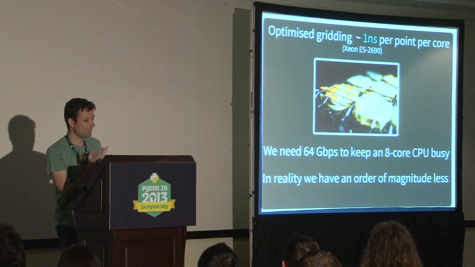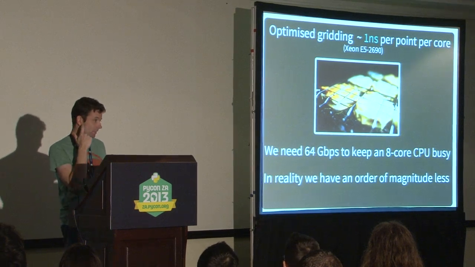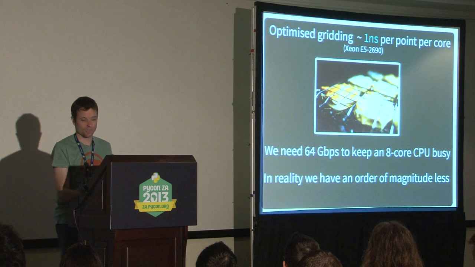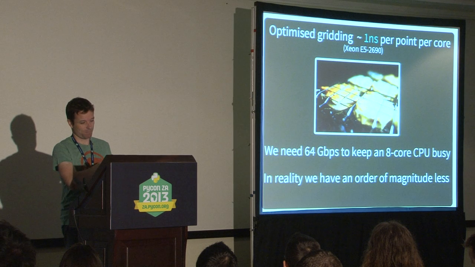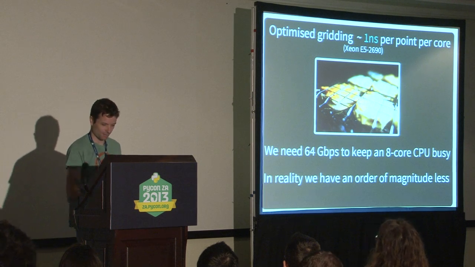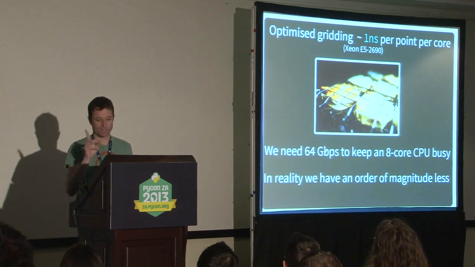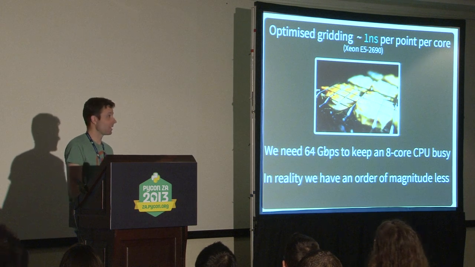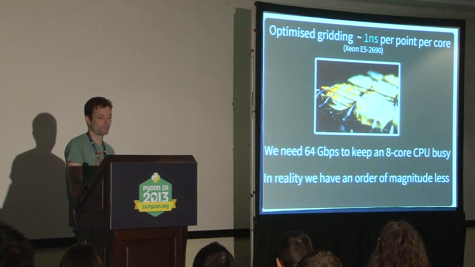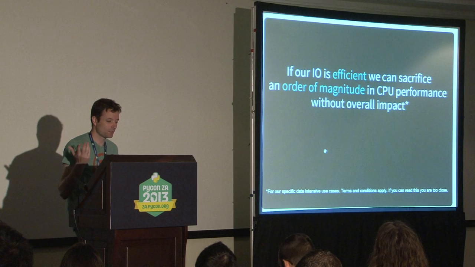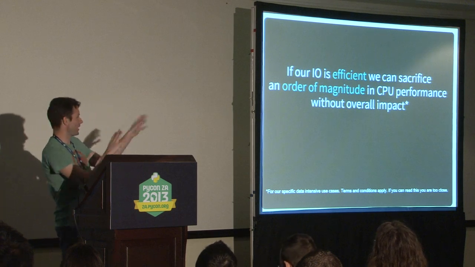So if we look at a relatively modern CPU, obviously a 2690 is pretty old these days, we need around 64 gigabits a second to keep this core busy, and that's quite challenging. That's actually supposed to be gigabytes a second. I was falling asleep last night. That's ridiculous. Big B there, read it, everyone. So you need lots and lots of data to keep the CPU maximally fed, and in reality, we probably have an order of magnitude there. So there's the outrageous claim of the day.